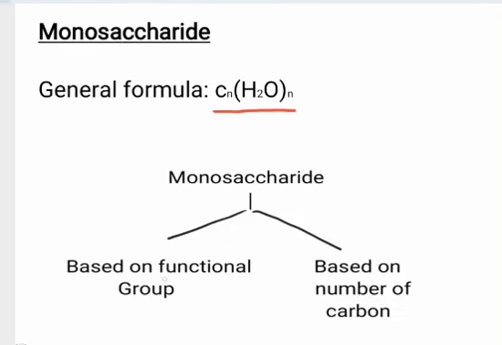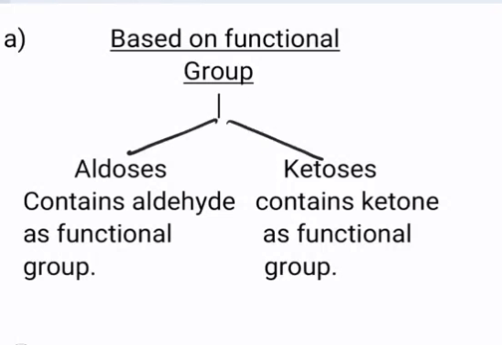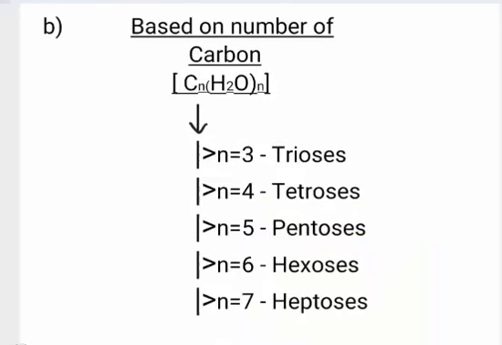Now monosaccharides could be further classified into two groups. First is based on functional group and second is based on the number of carbon. Now based on the functional group, monosaccharides could be further classified into two more types, that is aldoses and ketoses. Aldoses means the monosaccharides which contain aldehyde as their functional group, and ketoses means the monosaccharides which contain ketone as their functional group.